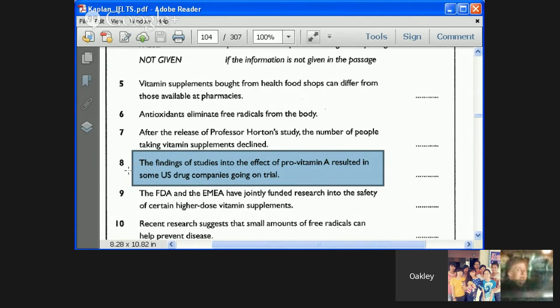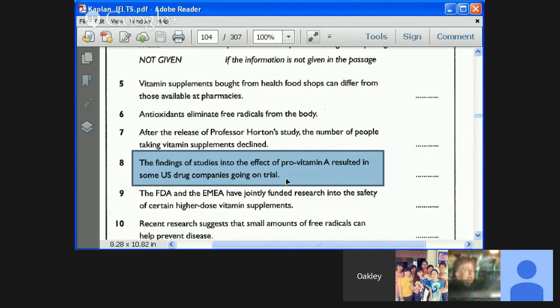Okay, the statement: some U.S. drug companies go on trial. Now how could you rephrase this? Because of this finding, a trial happened. Because of this study, a trial happened. All right. Or forming it as a question: did a trial happen because of this study? All right.